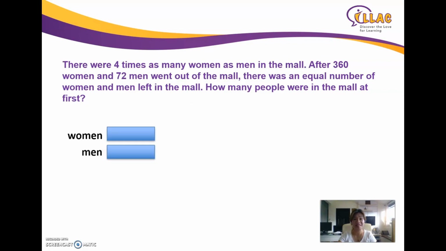So you have to draw the after first, because you always draw the after. Okay, so once you get the after, you read backwards. So now we fill in the blanks. The 72 men, let's fill them in. Okay, 360 women and 72 men.